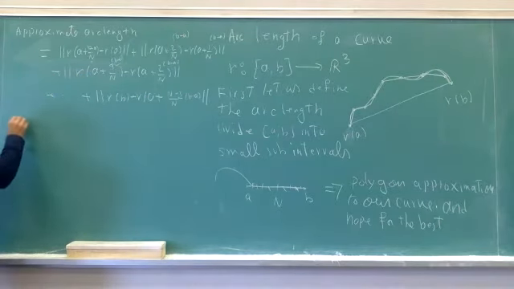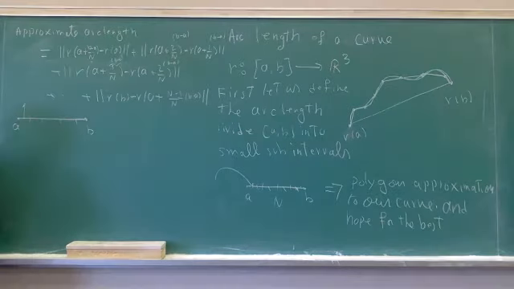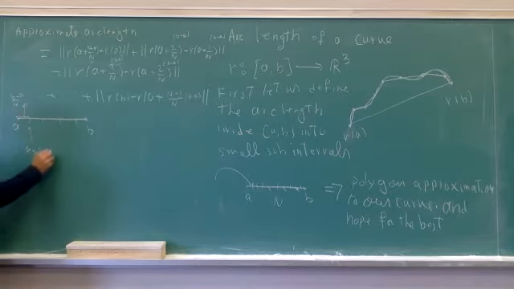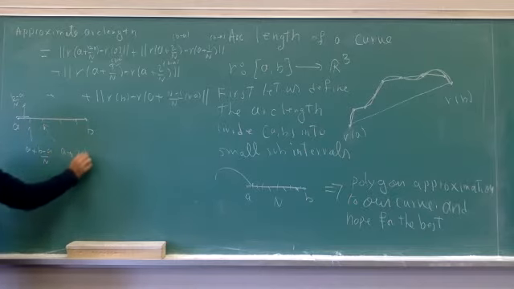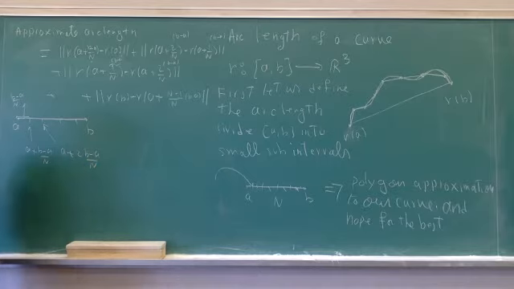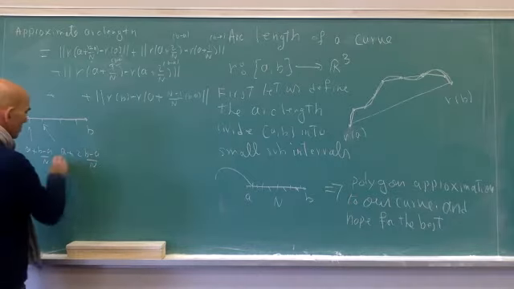Again, I just refer you to this picture. This is a, b, divided into n equal pieces, and each piece has length b minus a over n, because we divide by n. So the coordinate of this point is a plus (b minus a) over n. The coordinate of this point is a plus twice (b minus a) over n, right?